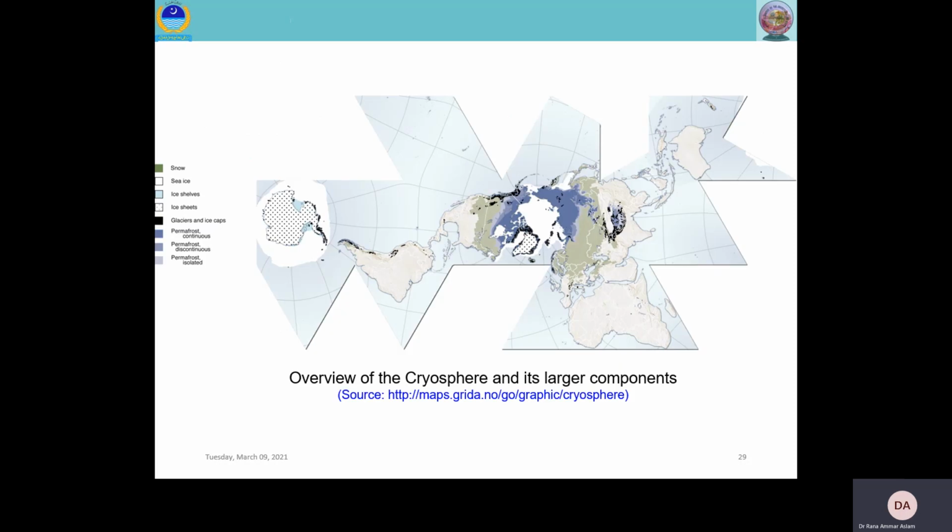This figure actually shows the global-scale distribution of the cryosphere in its different formats: snow, ice, sea ice, ice sheets, glaciers, ice caps, permafrost, right? And you can see most of the ice, or the cryosphere, actually lies in the poles. So this is Antarctica, and this one is the Arctic region and Greenland.